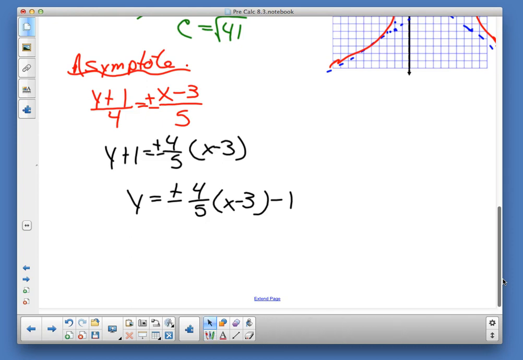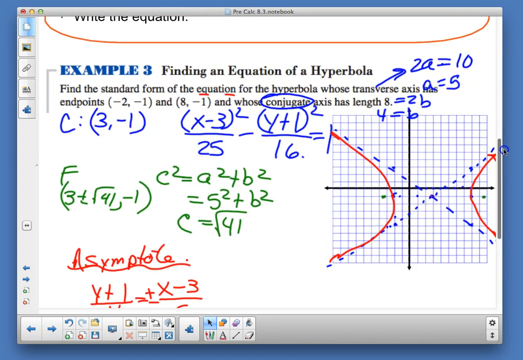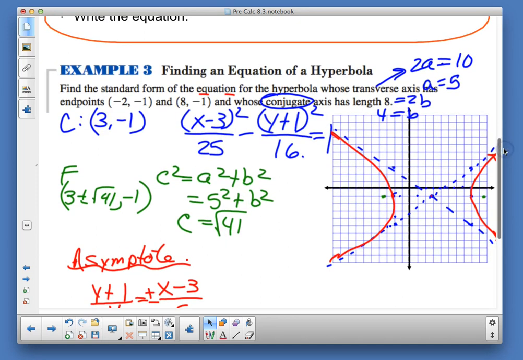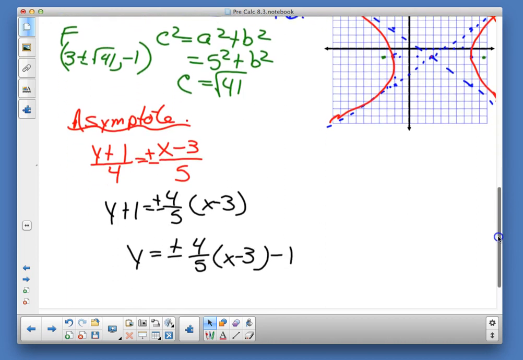So let's just double check to make sure we found everything we were supposed to. Find the standard form, got it. Hyperbola whose transverse axis endpoints are there, and whose conjugate axis is there. I really just needed to be there, but I wanted to make sure you knew how to get the asymptote as well. Questions?